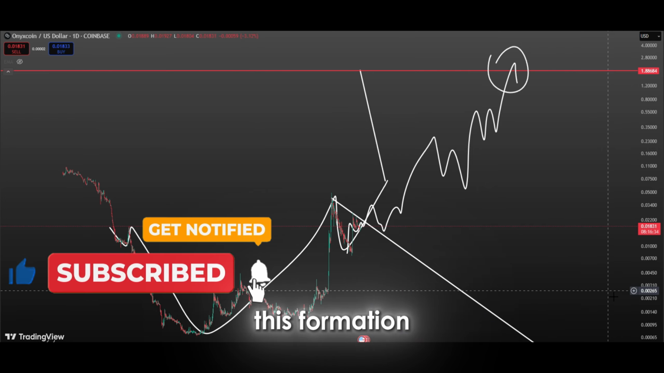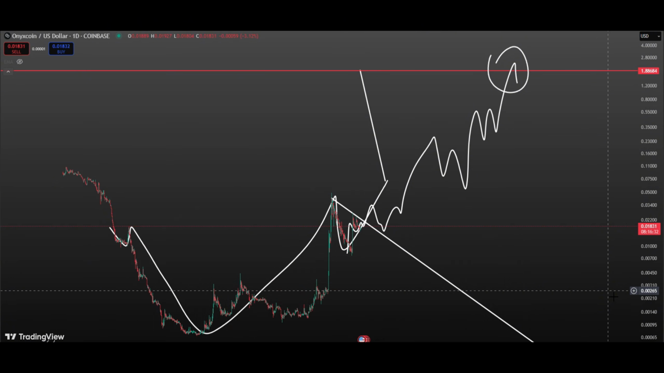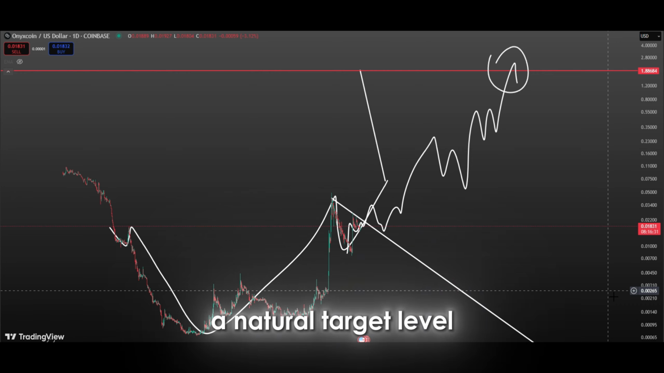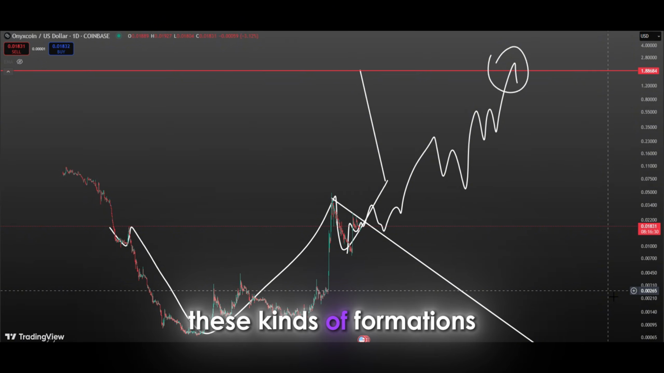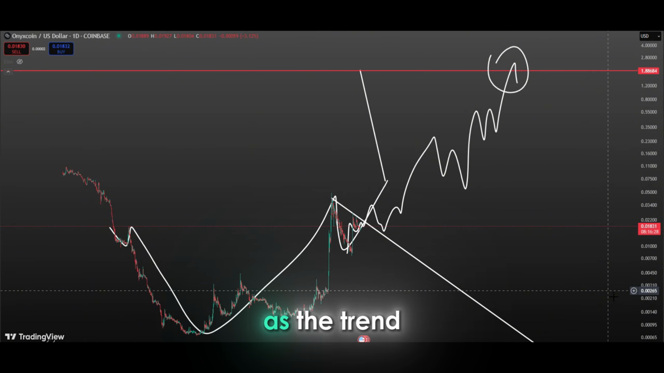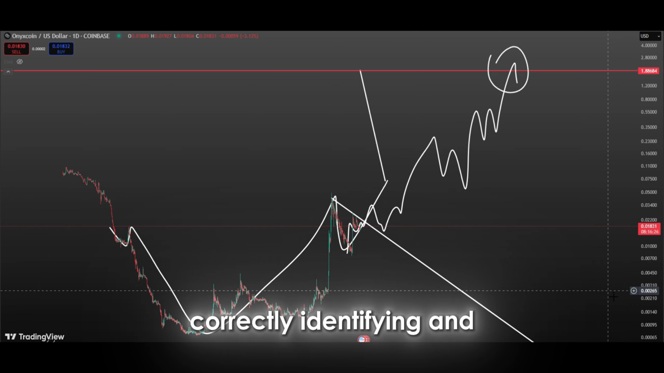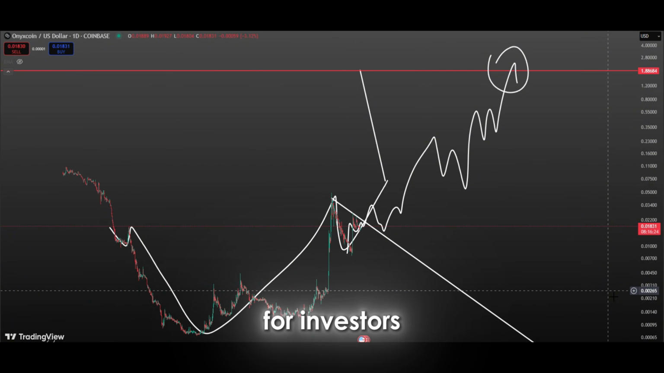The target of this formation is based on the distance from the lowest point of the head to the neckline. This acts as a natural target level that potential buyers may aim for once the neckline is broken. These kinds of formations typically offer safe entry points for investors, as the trend reversal becomes much clearer. Therefore, correctly identifying and monitoring these patterns can provide substantial long-term opportunities for investors.